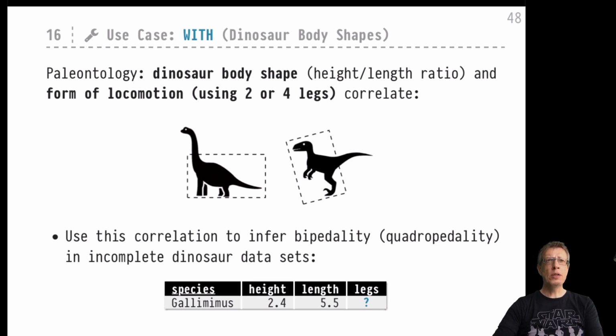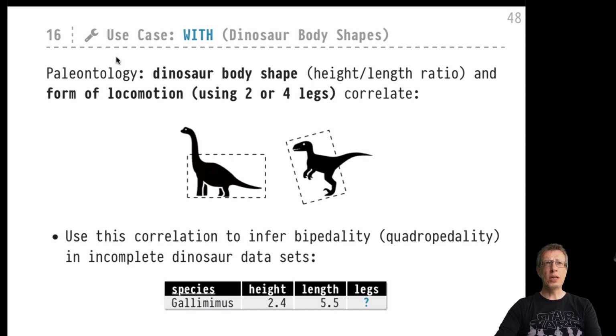Whenever in the SQL course we enter a discussion of a longer use case or a larger example, you will find that wrench symbol in the upper left corner of the slides to let you know that, hey, we are putting SQL to good use now. Okay, so in this case, it's an exploration of what you can do with a simple use case for WITH, and that use case comes from paleontology.